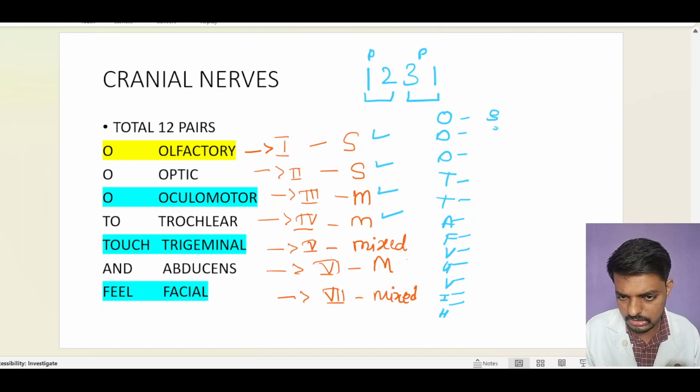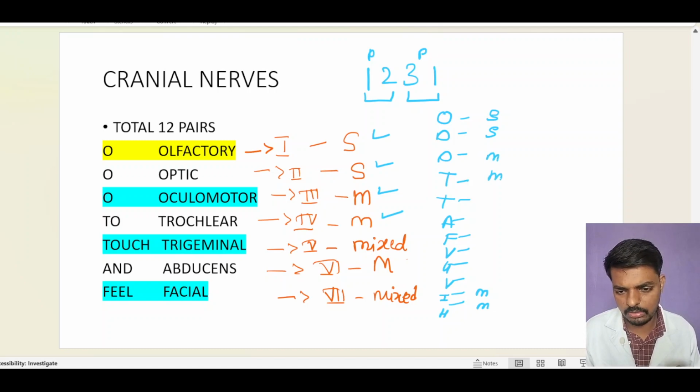First two are sensory. Last two are motor. Then again, second, third, and fourth cranial nerves are motor, and these two are mixed, and here comes a very important point, that is mixed motor and mixed sensory.